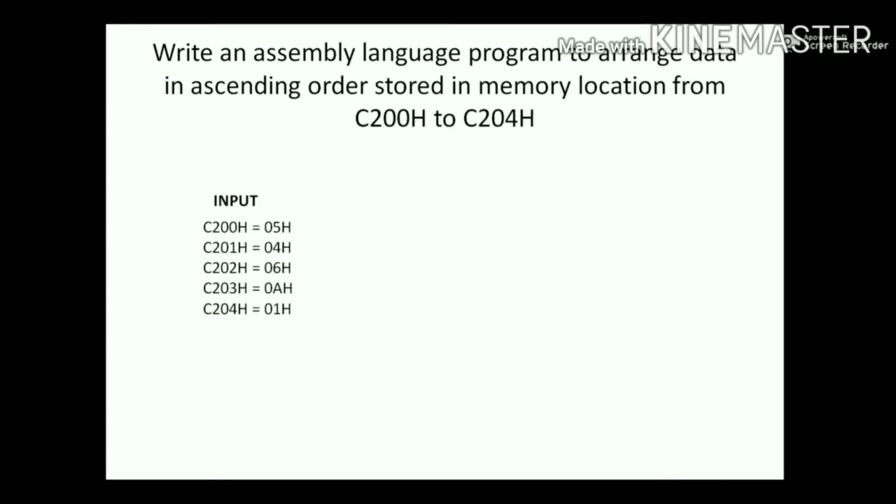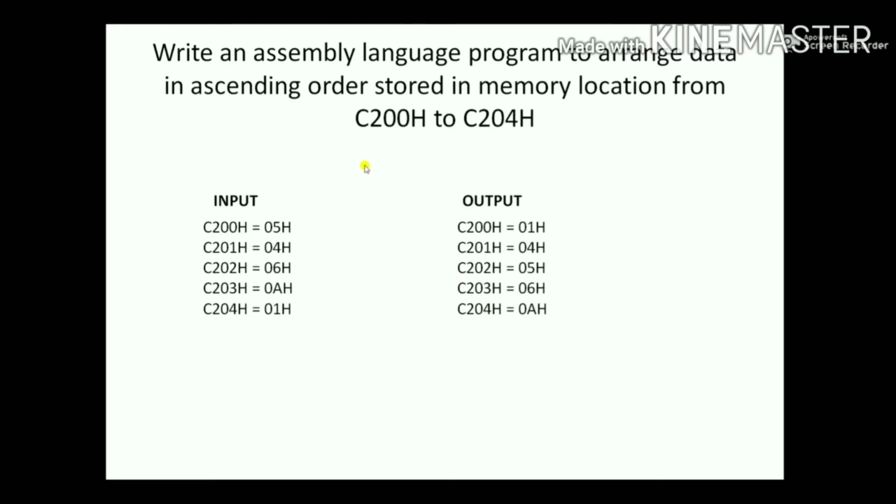So in the input, the memory locations will be from C200H to C204H. So there are total 1, 2, 3, 4 and 5 memory locations in which we are going to place some data. And the data is not in order. It is randomly placed. And after execution of this program, we should get the result as 01, 04, 05, 06 and 0A. It means the data now is arranged in ascending order. So this is the input and this is the output.